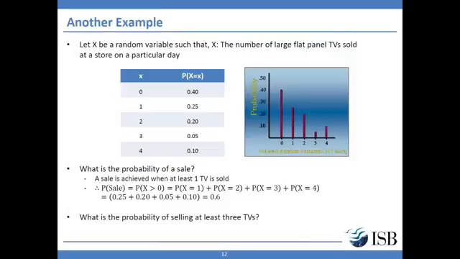Subsequently, we have to just add the probabilities, which correspond to the small x equal to 1, 2, 3 and 4. This addition comes out to be 0.6. Observe that this is equal to 1 minus the probability that nothing is sold. Now, would you be able to tell me what is the probability of selling at least 3 TVs? The answer to this question as well will be available on the same slide at the end.